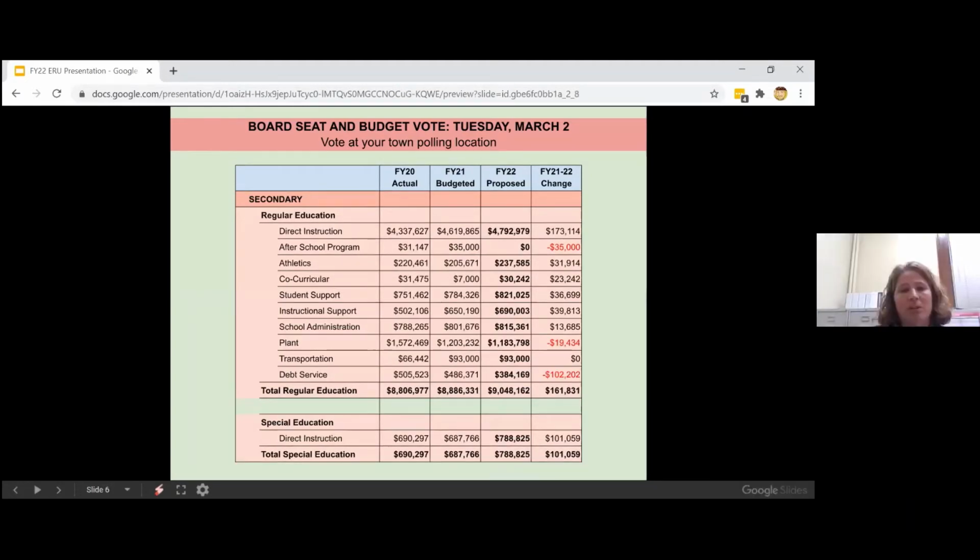Great. So now we're on to the secondary, so the high schools. Again, you can see the direct instruction is up, and that is a result of salary and health insurance costs. And again, there's that after school program where you can see there's a decrease. And again, there's that plant line where you see a decrease. Now the debt service, you can see that's a pretty healthy decrease. And that is a one-time savings. It usually is parsed out over a period of time.